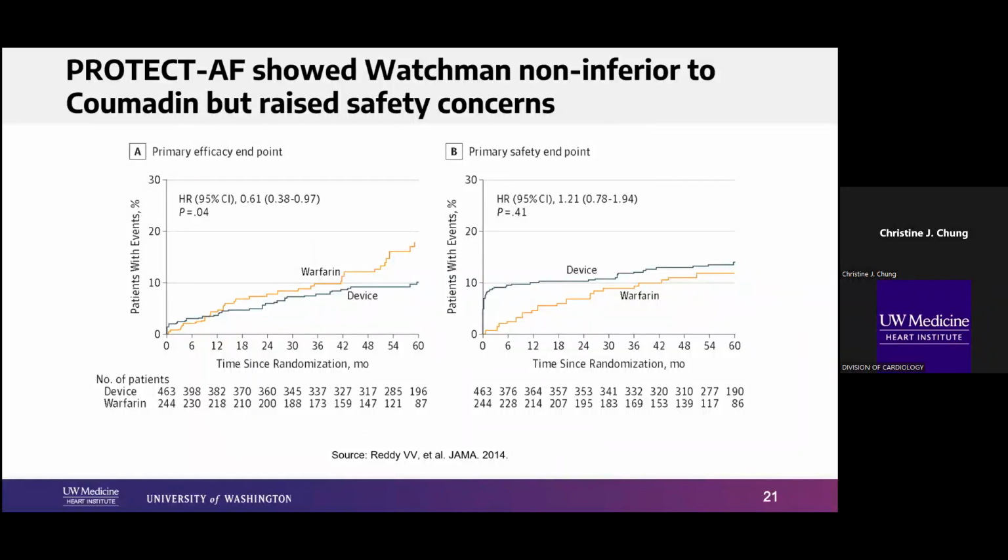The original PROTECT AF study was the pivotal trial randomizing the first generation Watchman device to Coumadin, which was all that was available at the time. At about 3 years of follow-up, the rates of ischemic stroke and systemic embolism were about the same in the groups, and so it met its pre-specified non-inferiority endpoint. But as you can see in the right-hand graph, there was a signal of periprocedural complications that was potentially concerning. In this group, there was about a 4.5% risk of pericardial effusion. This was an early generation device, early operator experience.